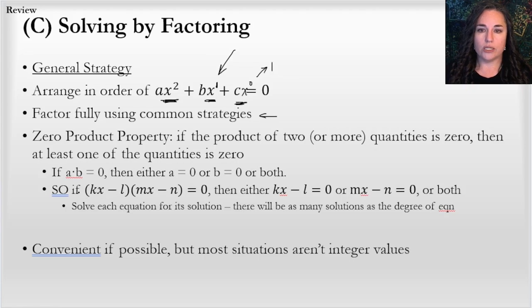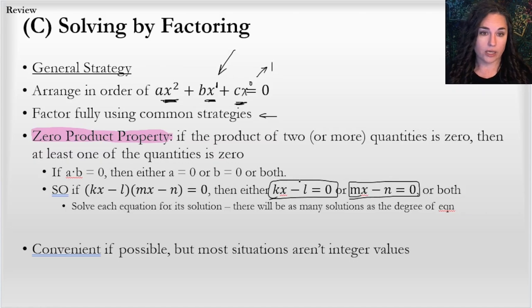And then what we're going to do is we're going to use the zero product property. I don't know if you remember that technical vocabulary from a prior course that you've done before, but the zero product property says that if I have two things multiplied together and they equal 0, then either one of those things is equal to 0 or the other thing is equal to 0, because that's the only way I can get 0 is if I multiply by 0. So I can't multiply two things and get 0 otherwise. So one of those things has to equal 0, and this is convenient if possible.